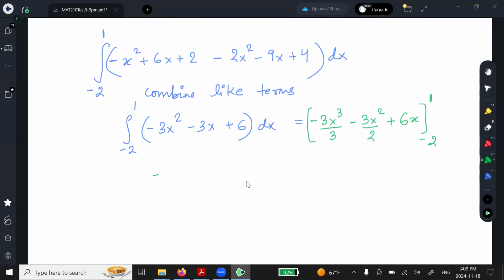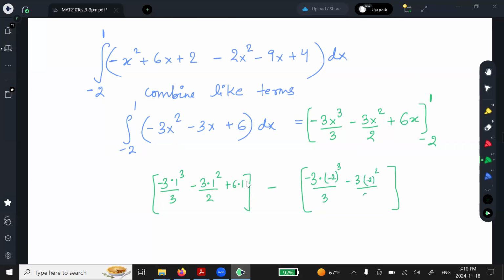What will happen? I make two big brackets, separate them by a negative. In the first bracket, I put 1 everywhere. So I got negative 3, 1 cubed over 3, negative 3, 1 squared over 2, plus 6 times 1. In the second bracket, I put the lower limit. So I have negative 3 times negative 2 cubed. You can use your calculator for this. Negative 3, negative 2 squared over 2, plus 6 times negative 2. Right? And then you do all the math. Somebody has an answer for me?